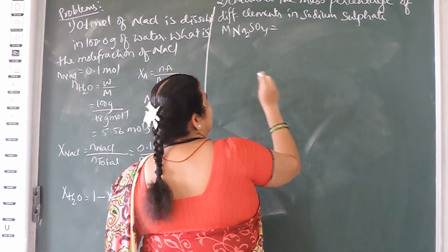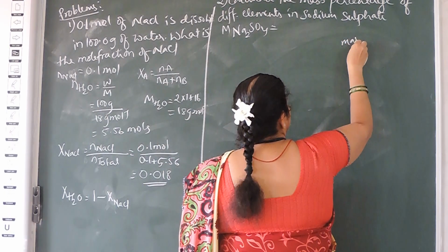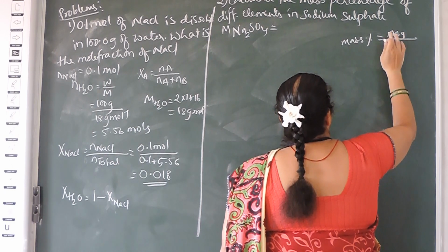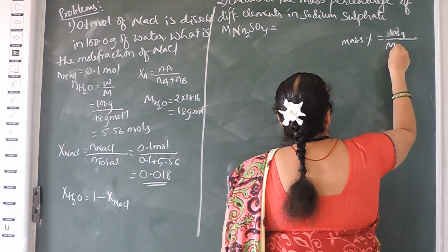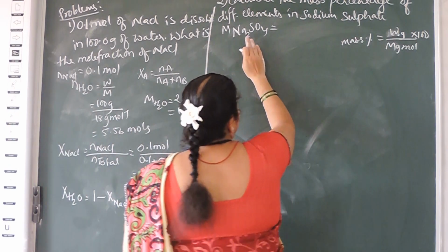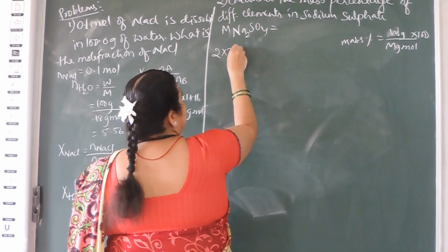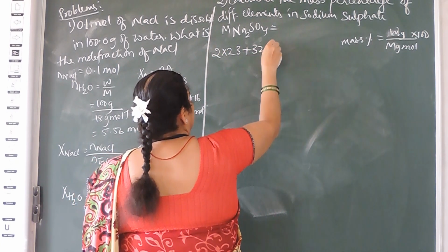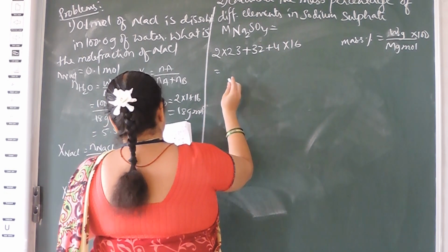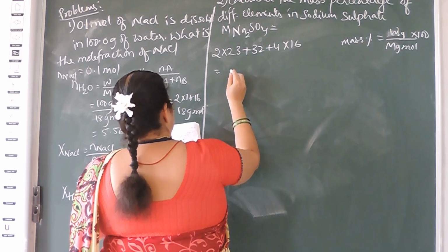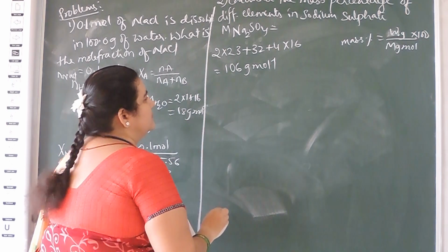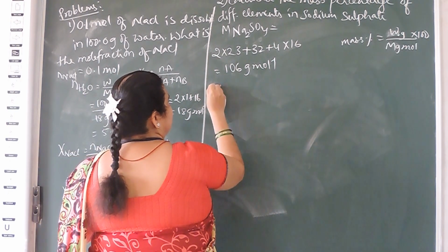So what is the mass percentage formula? Mass percentage is equal to the mass of the solute in grams divided by the molar mass, that is in grams per mole, into 100. Now the mass of sodium sulfate will be 2 into 23 plus 32 plus 4 into 16. Totally it is 142 grams per mole.